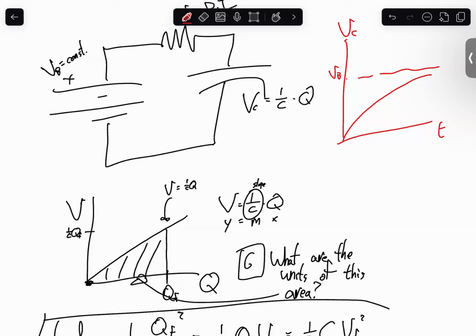We didn't do gases in this class. I don't know if you did that. Anyone do that in your chemistry class? Probably not. No? Yes? Maybe?